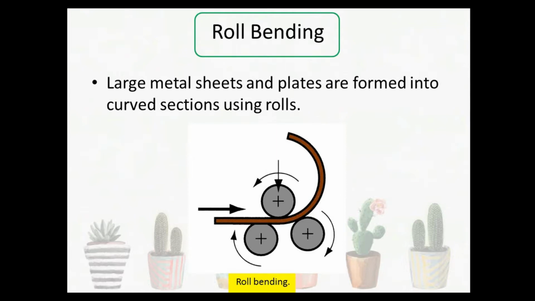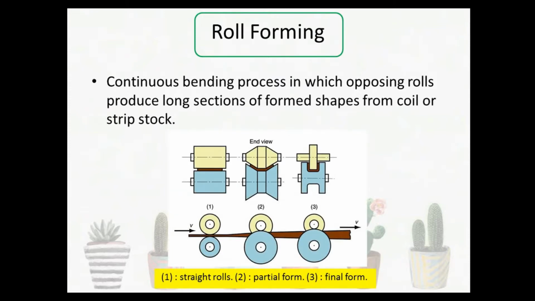Roll bending is where large metal sheets and plates are formed into curved sections using rolls. Continuous bending is a process in which opposing rolls produce long sections of form shapes from coil or strip stock. So number 1 is straight rolls, number 2 is partial form, and the third one is final form.